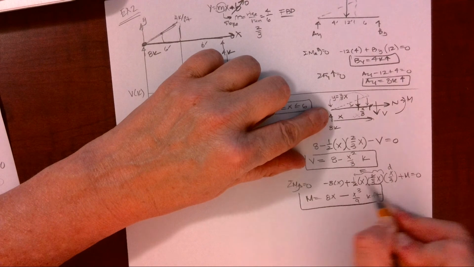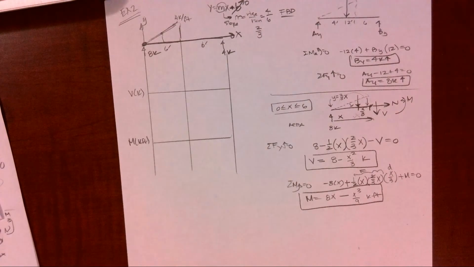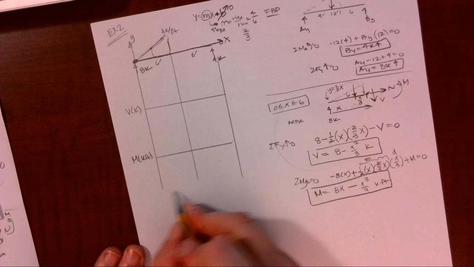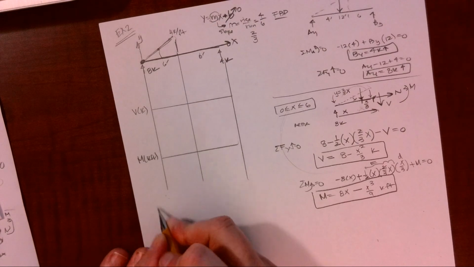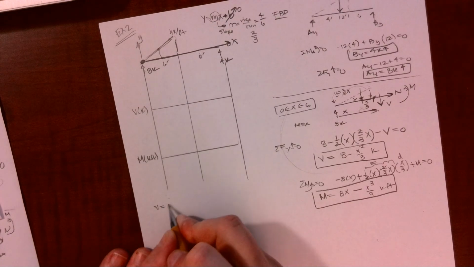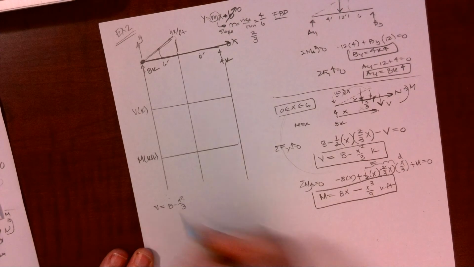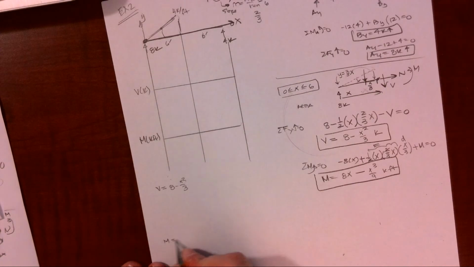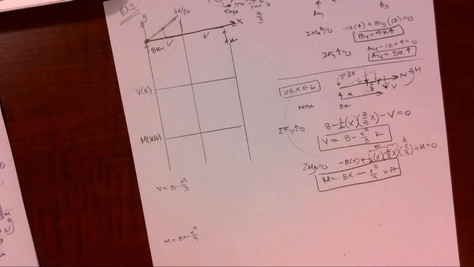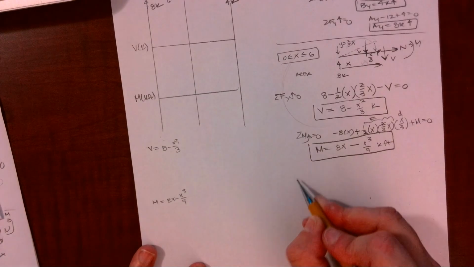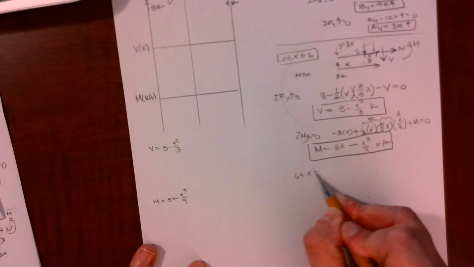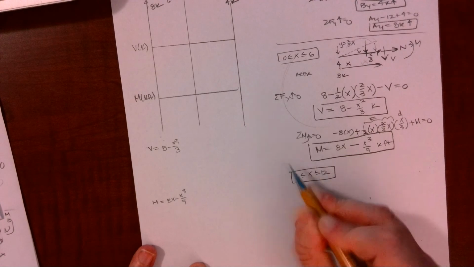Okay, that's the equation of our moment. So when we're in this segment of the beam, we are going to have a shear of 8 minus x squared over 3, and a moment of 8x minus x cubed over 9. Okay, some of you may be noticing a little bit of a pattern here. It really only works when we start at 0.